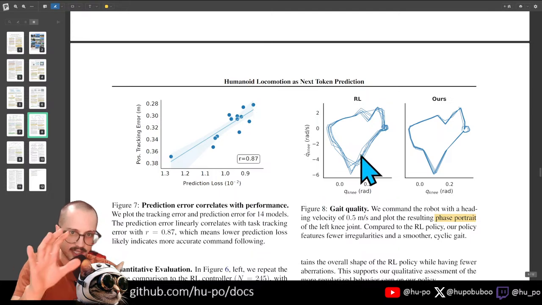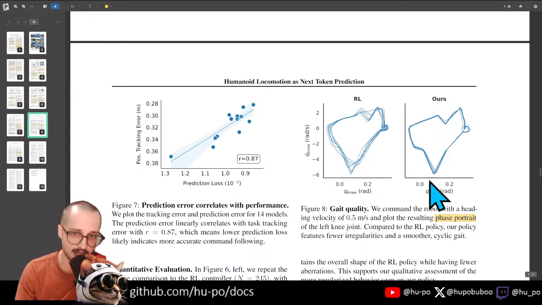So whenever you see a robot that's jittery or moving like that, it's probably a reinforcement learning-based controller. And apparently this new generation of transformer, sequence based, trained on big data, is smooth. So good to see.